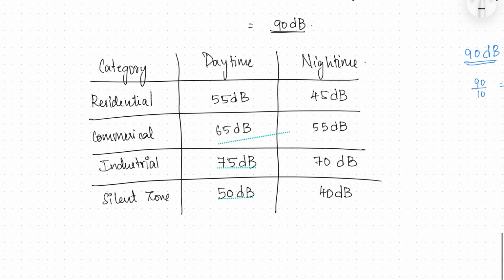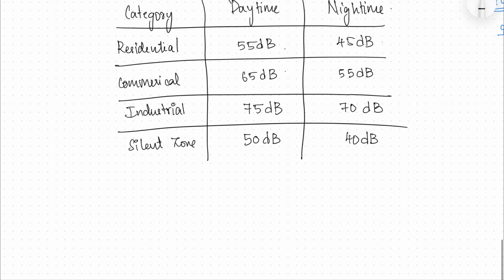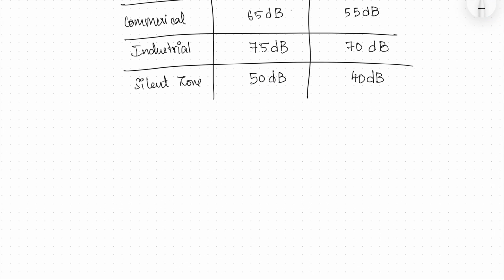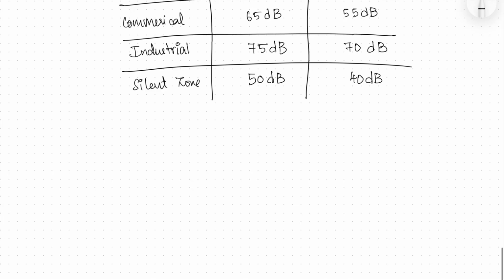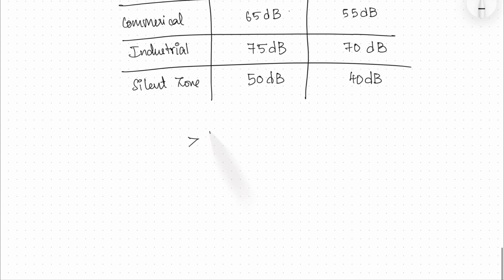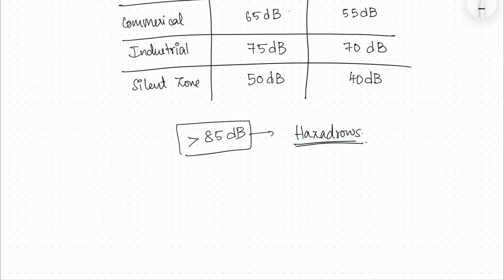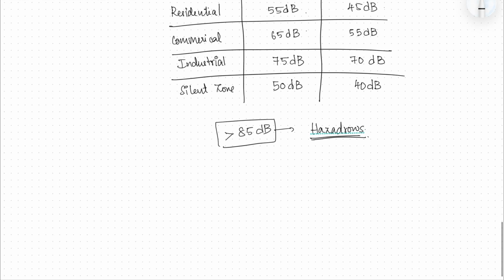The key to remember is that the daytime value is higher, and the nighttime value mostly decreases by 10 or 5. That's how you remember it easily. Any sound level above 85 decibels, if you are exposed to it for a longer period, could cause permanent damage. So any sound level above 85 is considered hazardous. Remember the 85 level.